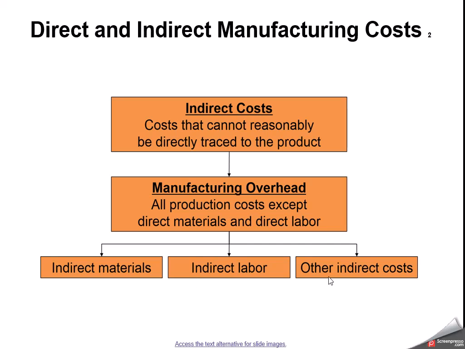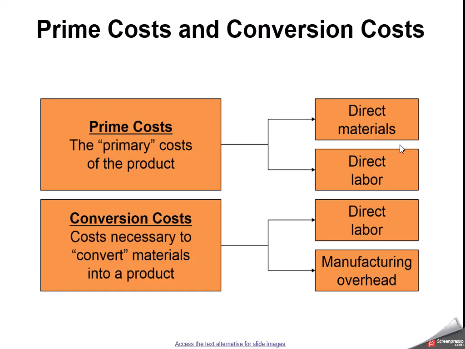And then you could have electricity, heat, insurance, all those types of other indirect costs that are necessary but not adding direct value. So those are kind of what I'm describing. The things you can see and you can touch and add direct value are those prime costs, so our direct materials and our direct labor.